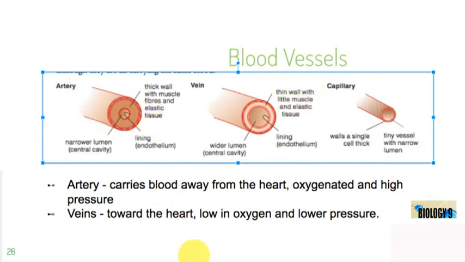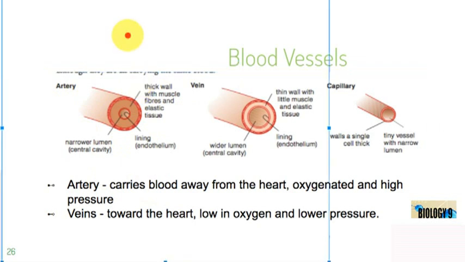And the reason for that is because this is at a higher pressure, and you don't want that to get punctured. It's also very important here that the artery maintains that high pressure. This cavity in the center is called the lumen.